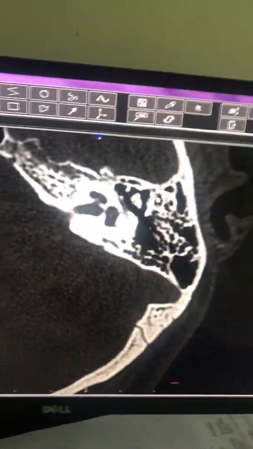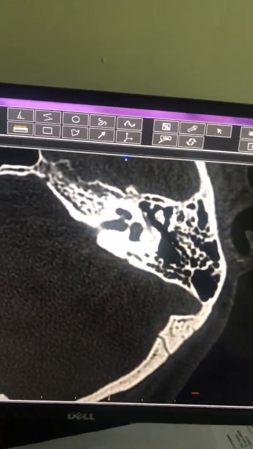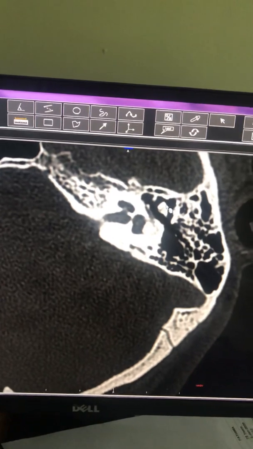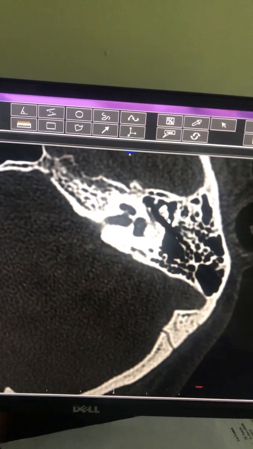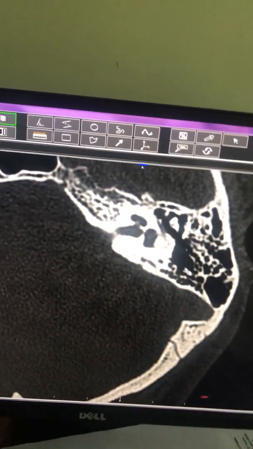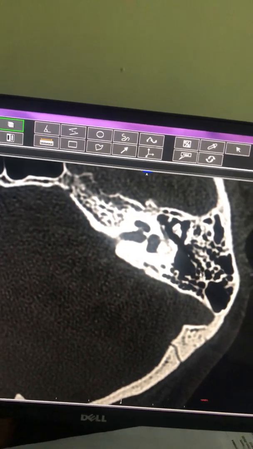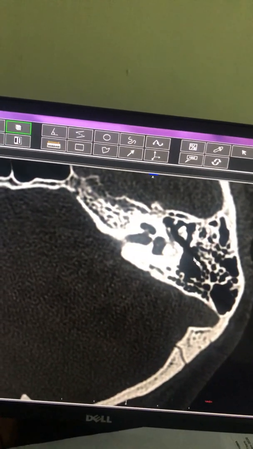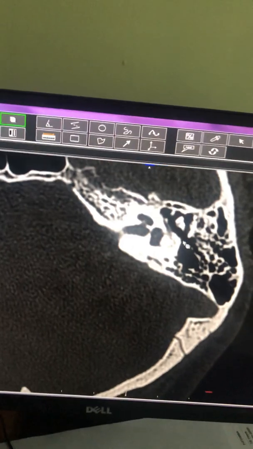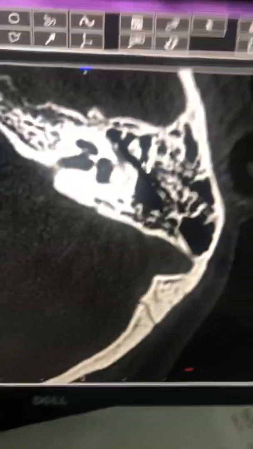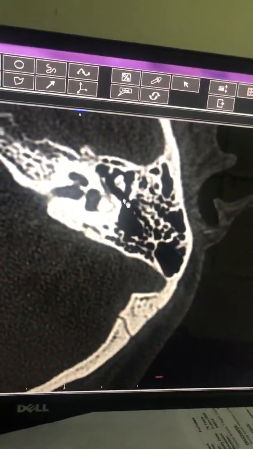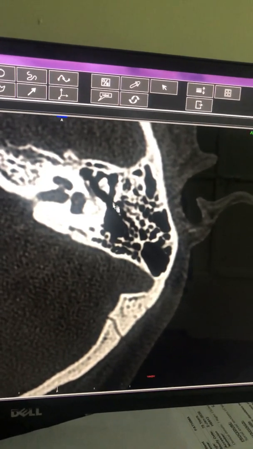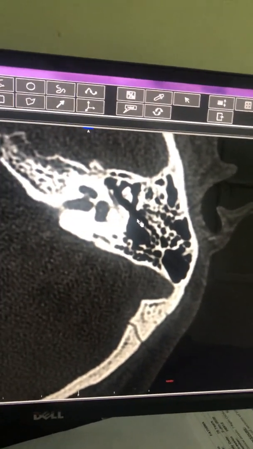So one is, as I told, you can see the malleus, head of malleus, the short process, as I told. This is the mastoid, and you can see multiple air cells. The largest one is mastoid antrum, and at the level of ice cream cone, you can see the connection between these two. It is known as the aditus ad antrum.